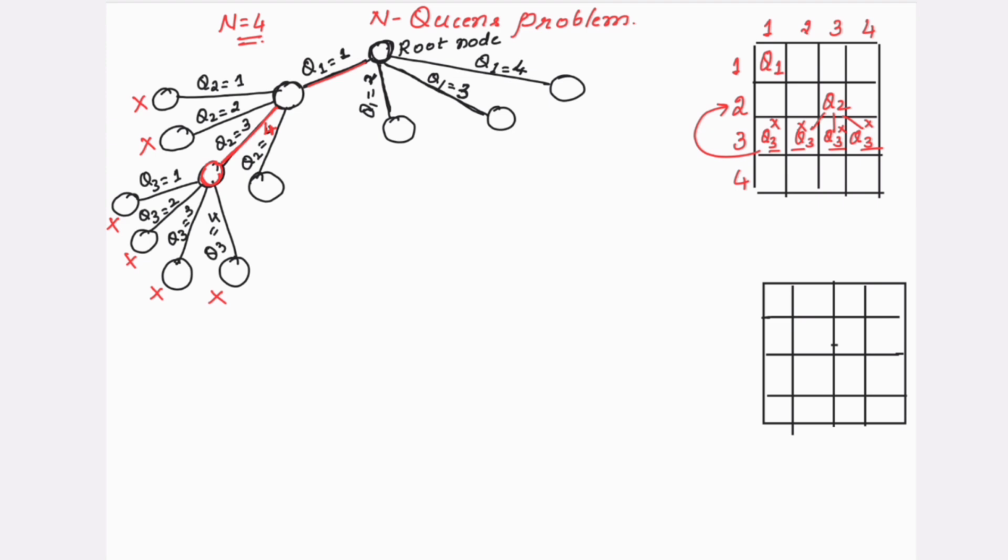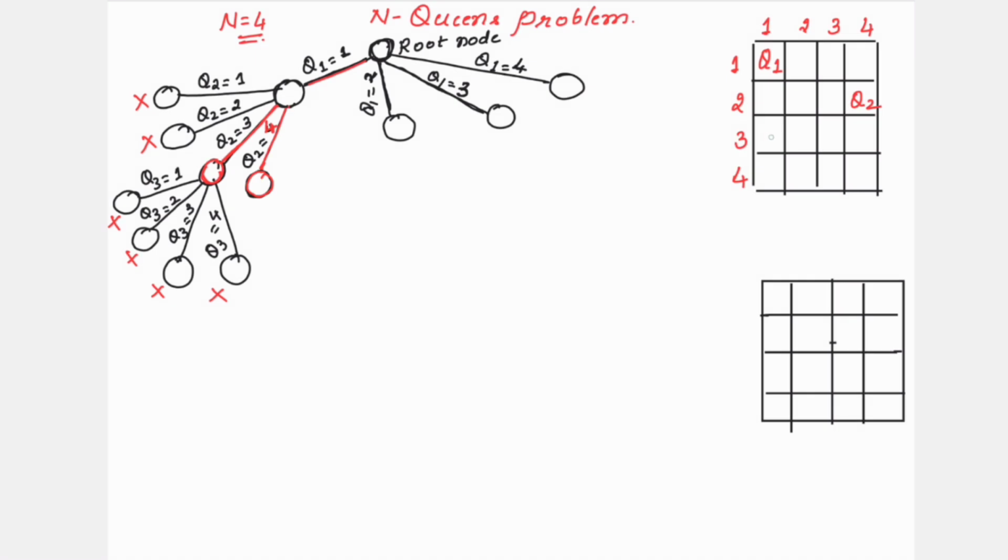So we'll change Q2. Now for Q2, we have only one option remaining, that is Q2 equal to 4, this one. After you place Q2, then you will start for Q3. Q3, can you place it here? Not possible because it is falling in the same column. Q3, can you place it here? Yes, we can place it here because there is no obstacle from Q1 and Q2.